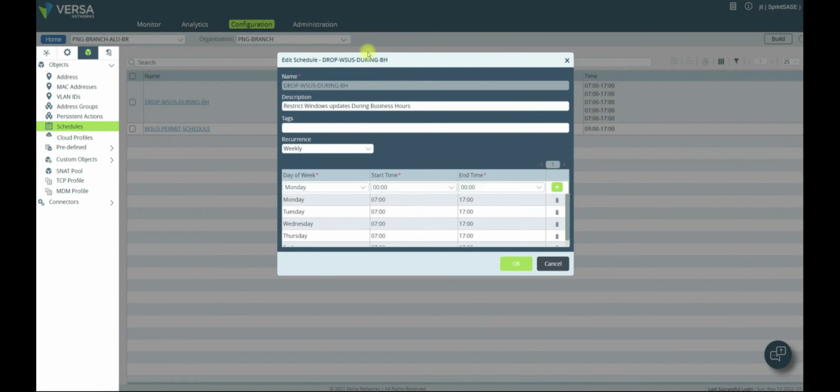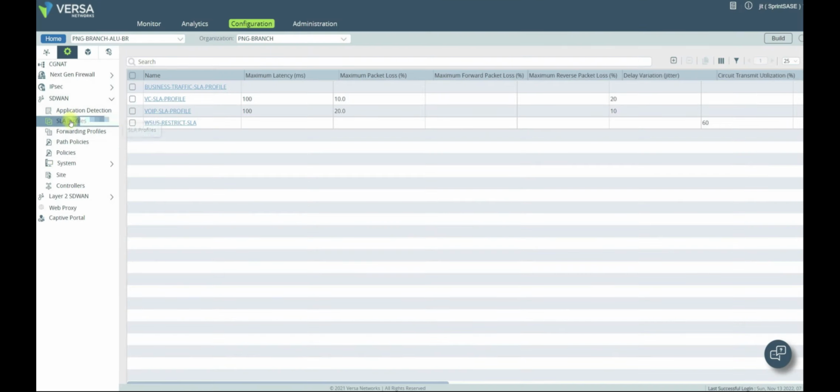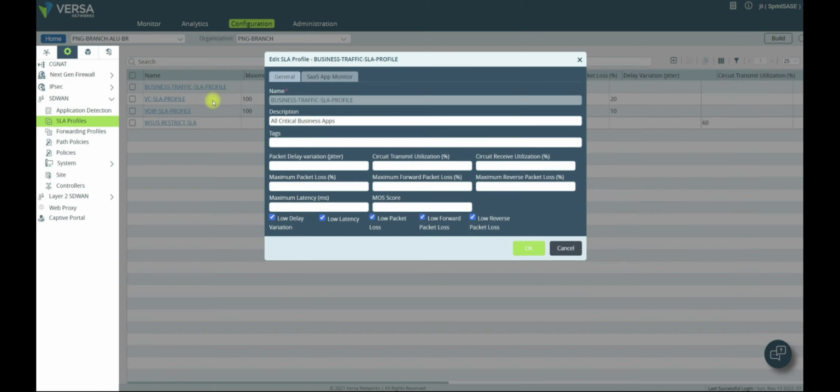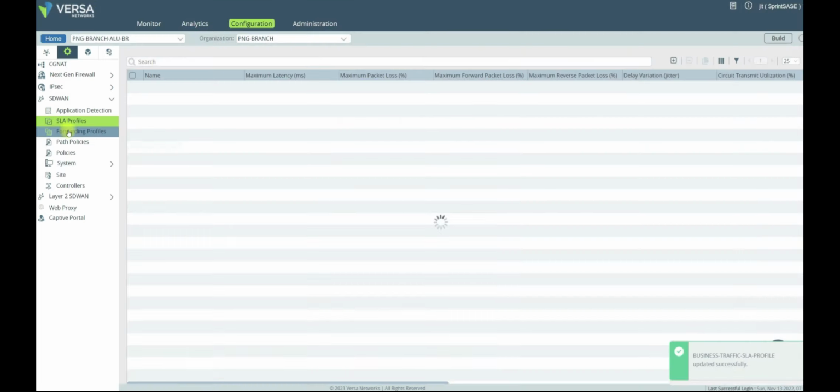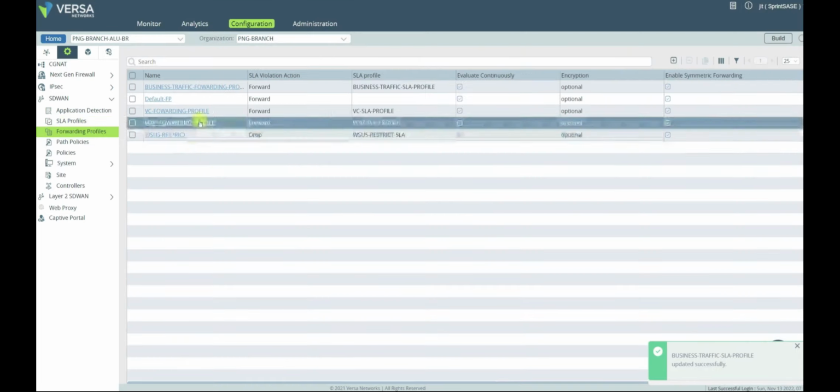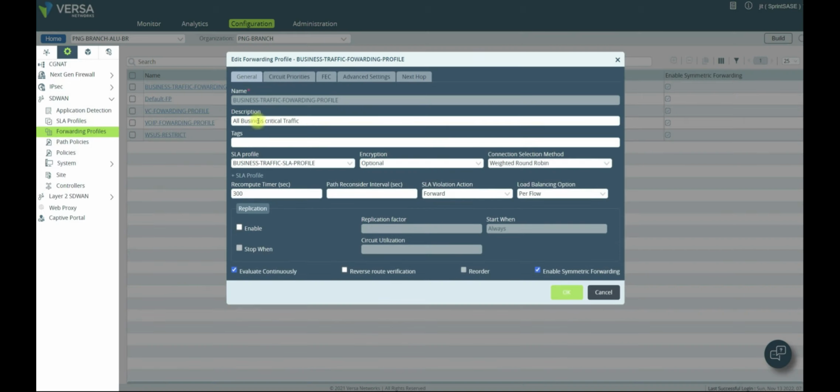At this point, we enabled a scheduler Monday to Friday during business hours. No Windows updates should take place, and all Windows updates should happen after business hours, providing enough bandwidth and capacity for business critical traffic. With our secure SD-WAN solution from Versa, we were able to isolate and understand three critical aspects at this branch site.